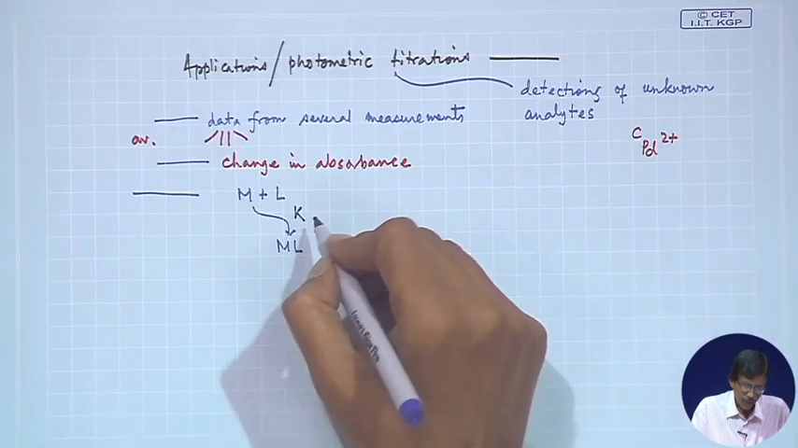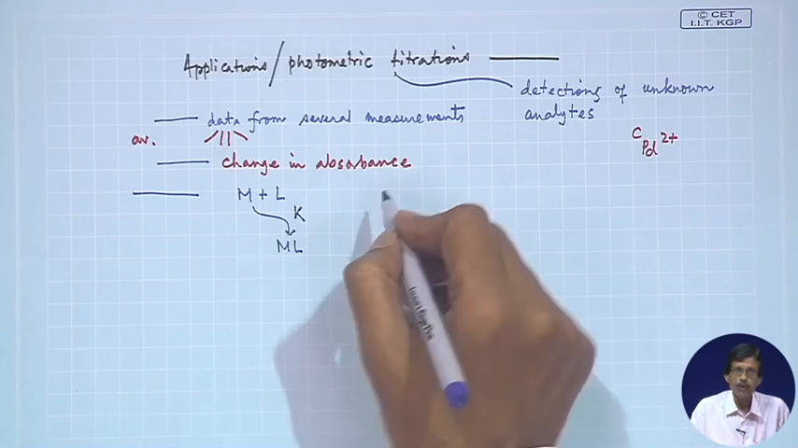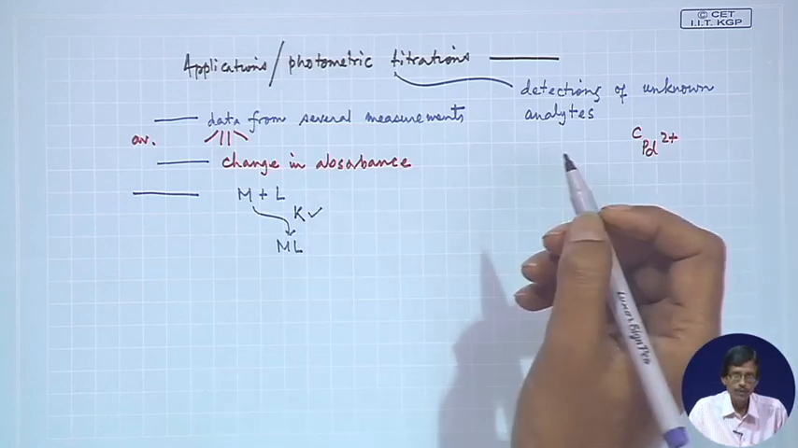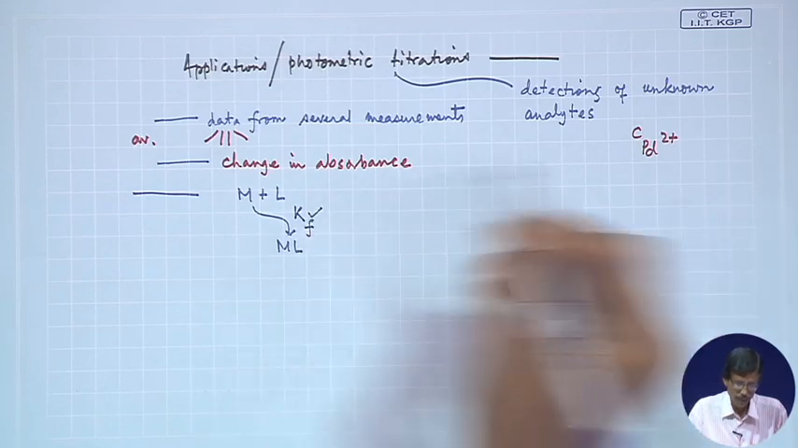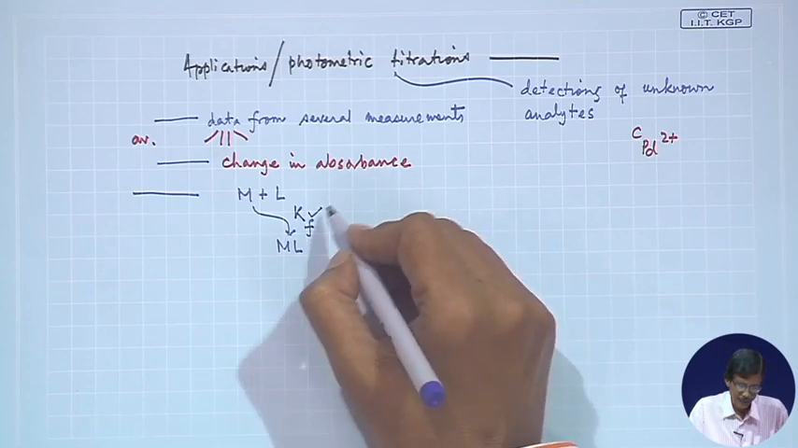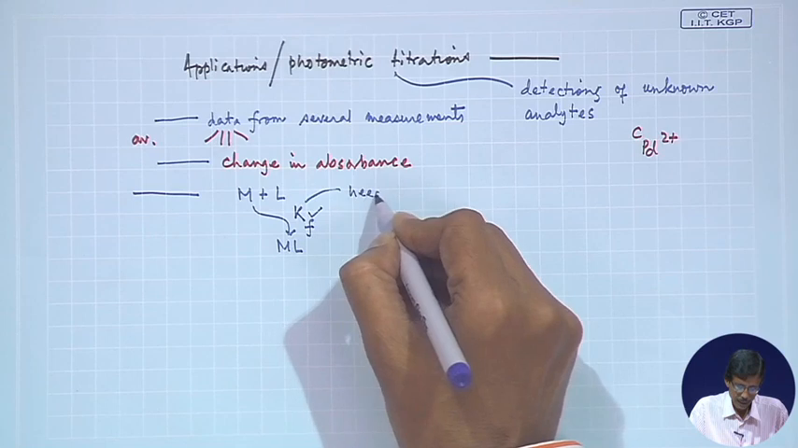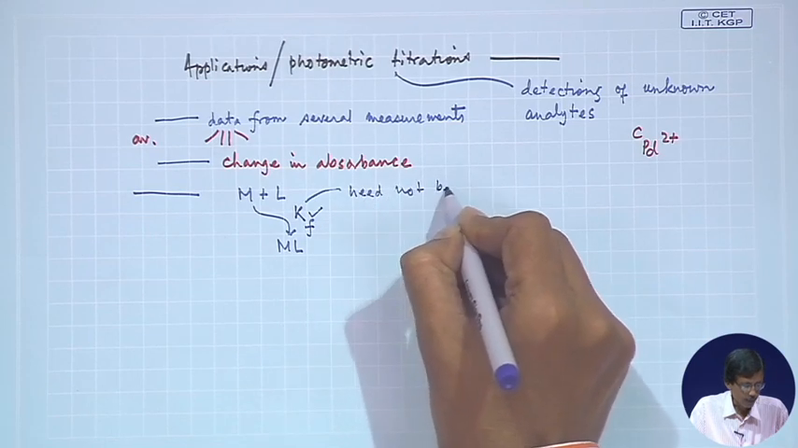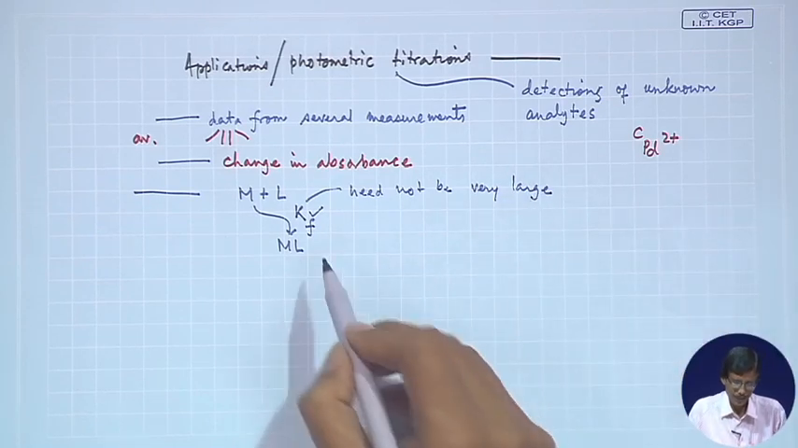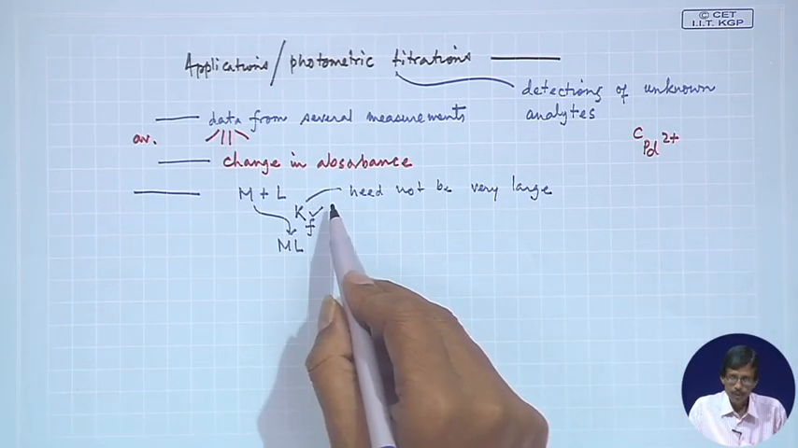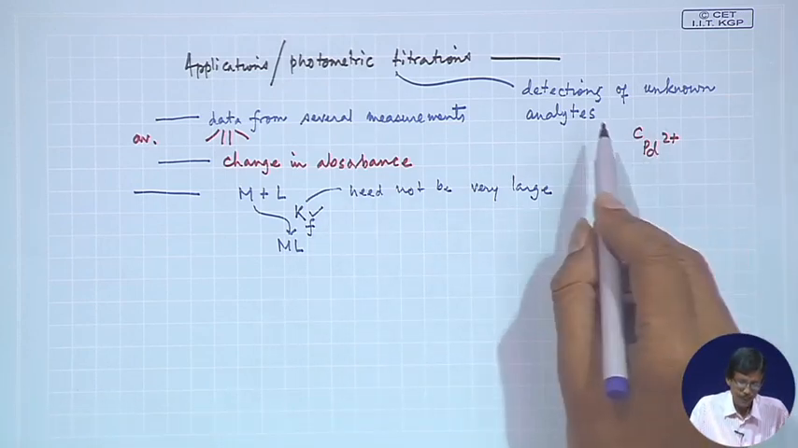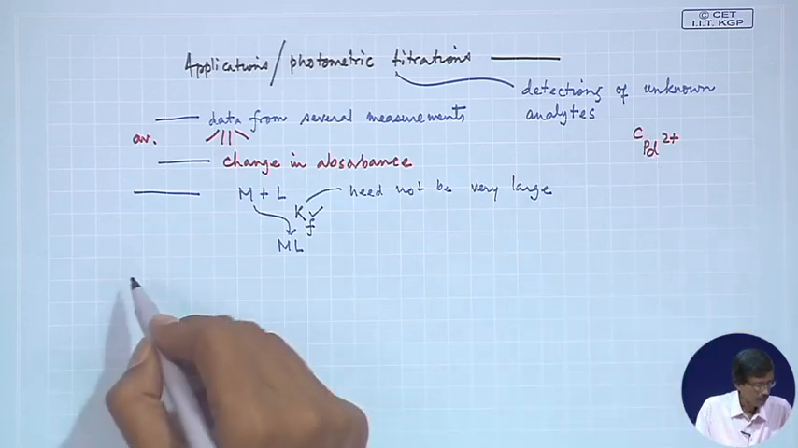In most other cases, for the precipitation reaction or the gravimetric estimation, we require a very large value of this Kf, the formation constant. But in this particular case, the equilibrium constant for the reaction, that means the K, need not be very large. It can be 10 to the power 5, 10 to the power 3 even, to determine any unknown quantity of this palladium by some analyte giving a colored reaction.